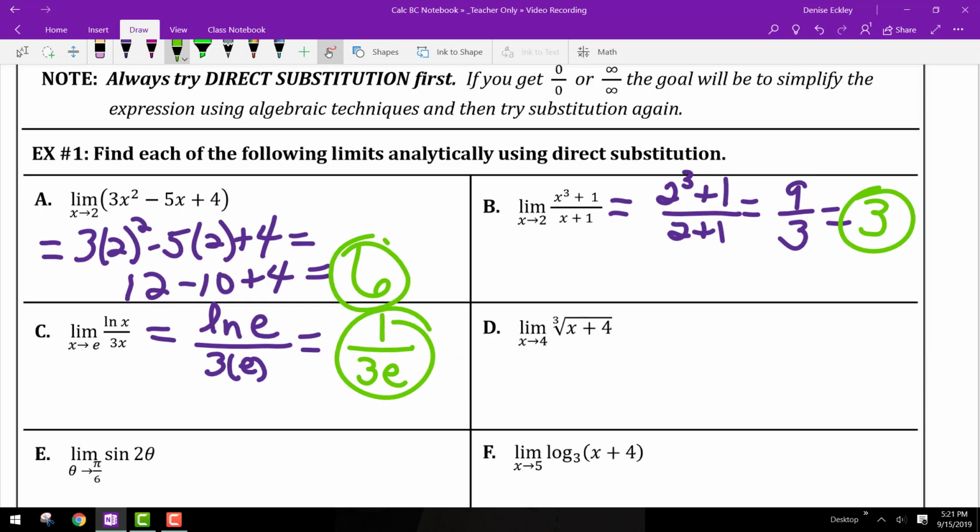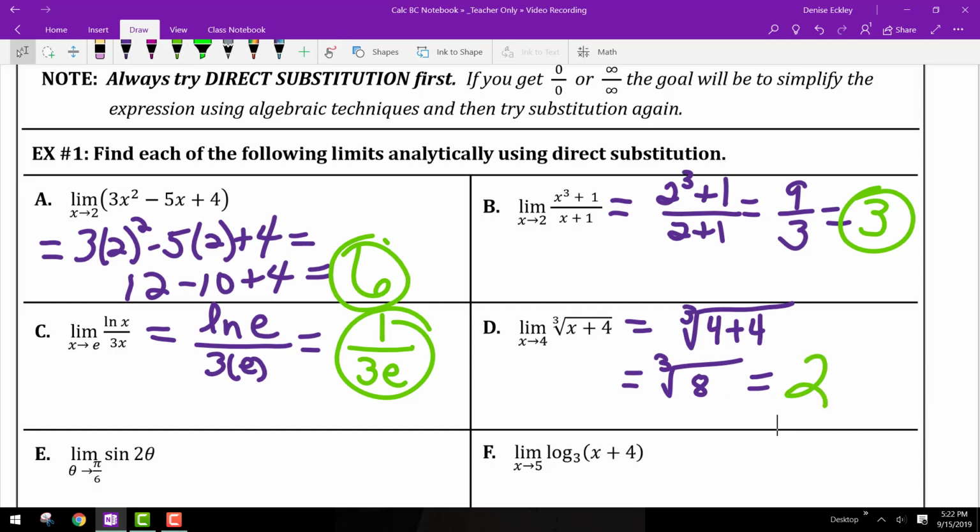Next, we're going to take the limit as x approaches 4 of the cube root of x plus 4. So we're going to substitute, and we're going to have the cube root of 4 plus 4. So this is going to give us the cube root of 8, which is equal to 2.